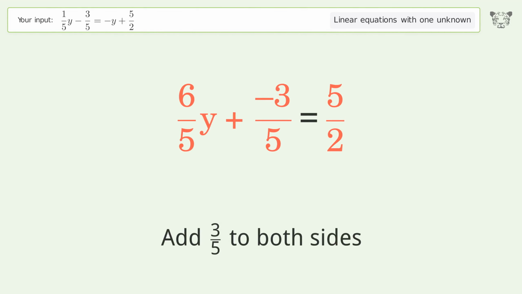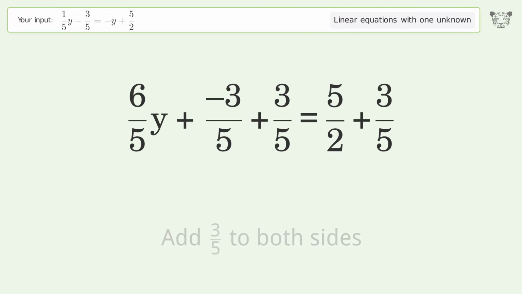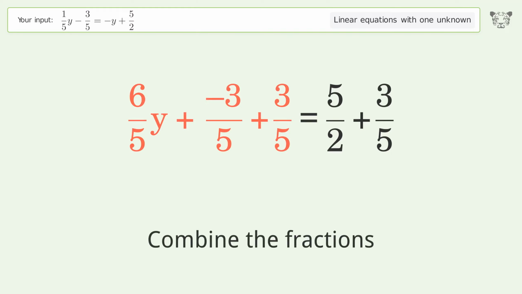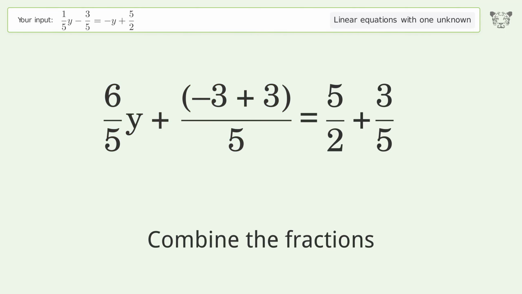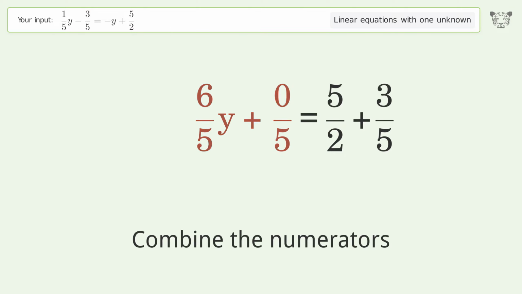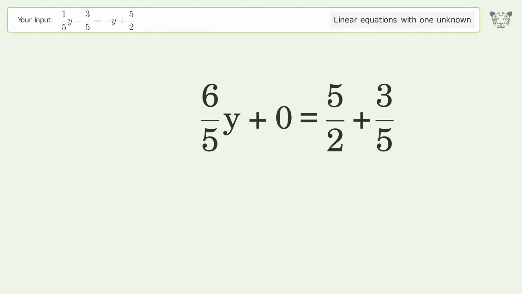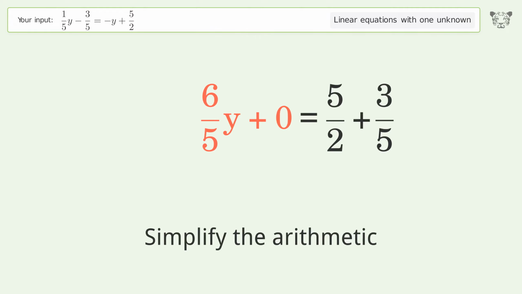Add 3/5 to both sides. Combine the fractions. Combine the numerators. Reduce the zero numerator. Simplify the arithmetic.